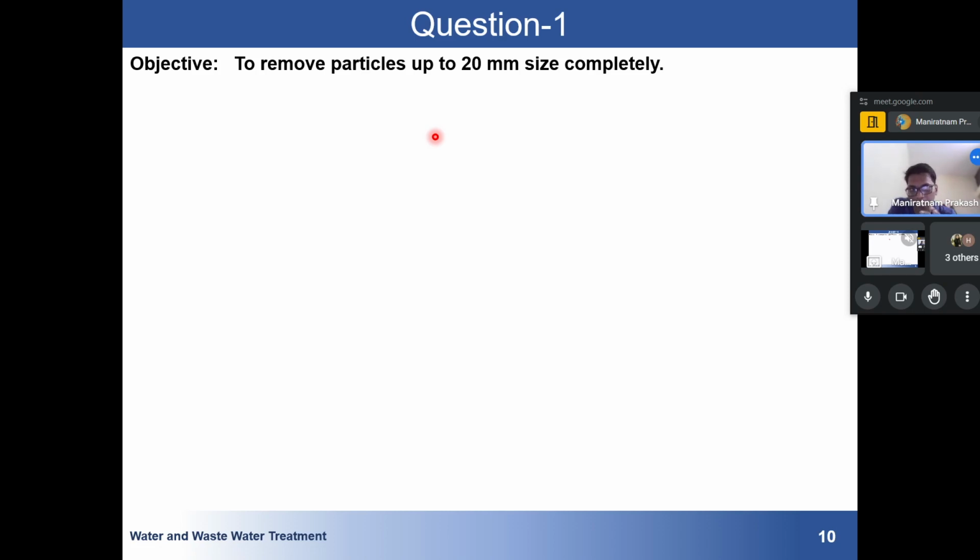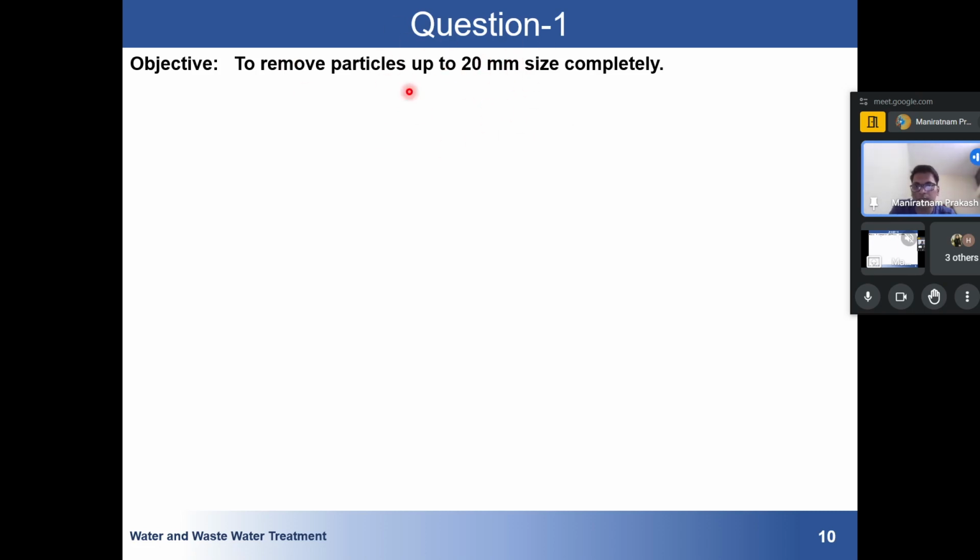So when we are removing suspended particles, we want to remove some of the suspended particles initially, and the remaining particles will be removed in the upcoming units. You can refer to any book, Indian author or foreign author.